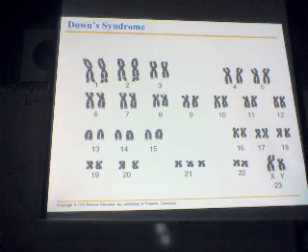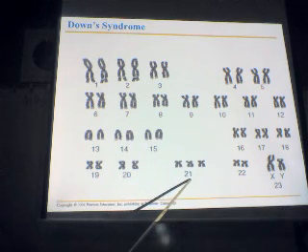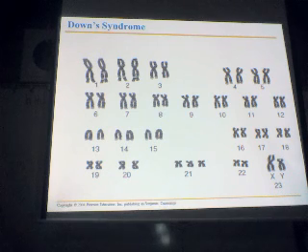Here's what Down syndrome looks like if you're looking at the chromosomes. Notice there are pairs of every chromosome except for number 21, where we have trisomy. We have 3 of that chromosome.